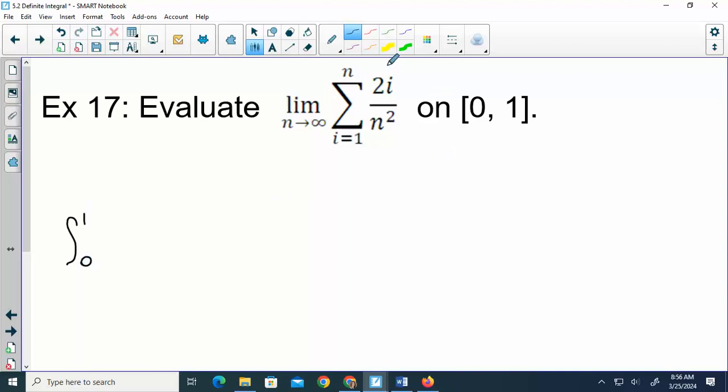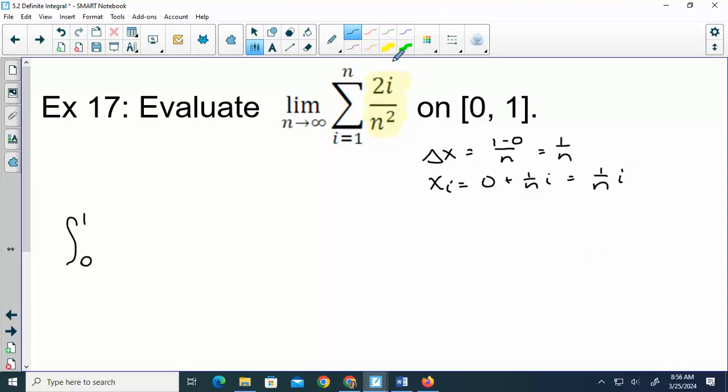Okay. So now I just need to rewrite this. Remember, when we used to create that, we had to find our change in x and our x sub i, right? Change in x was ending minus beginning over n. So my change in x is 1 over n. X sub i is your starting point plus 1 over n times i, which gives us 1 over n.